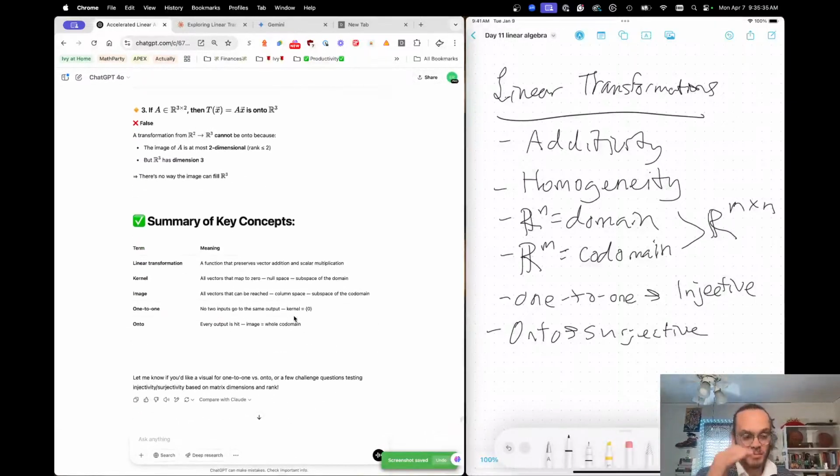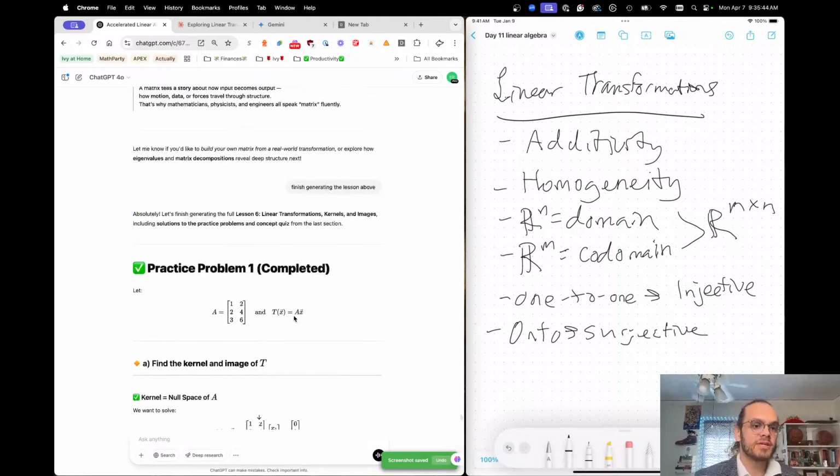I want to ask it the same about functions and algebra because I see a lot of these things overlapping with my understanding of an algebraic function. But let's go back to this lesson plan here.